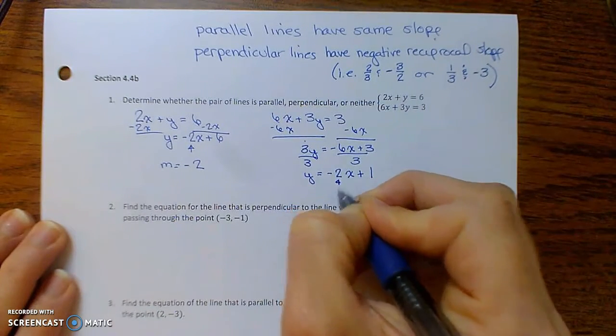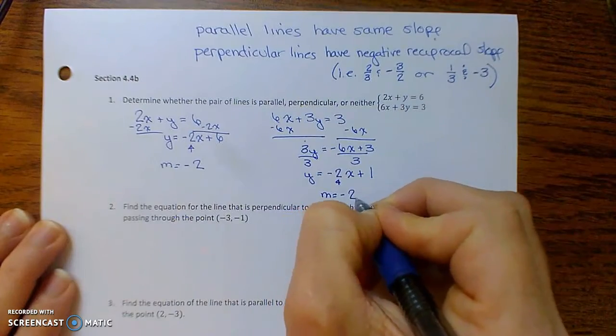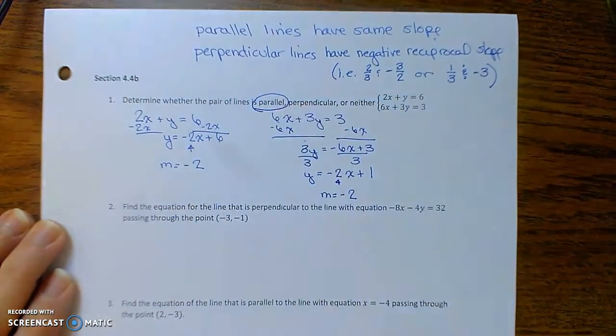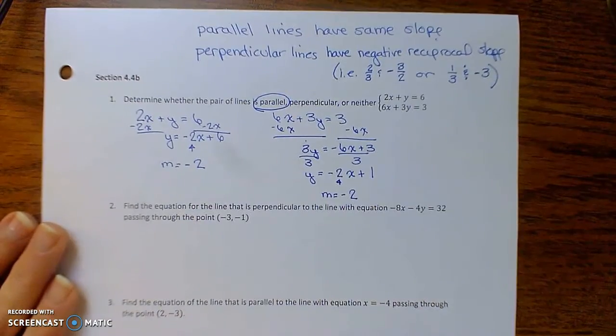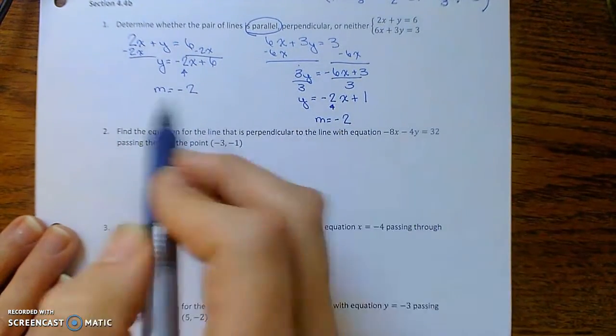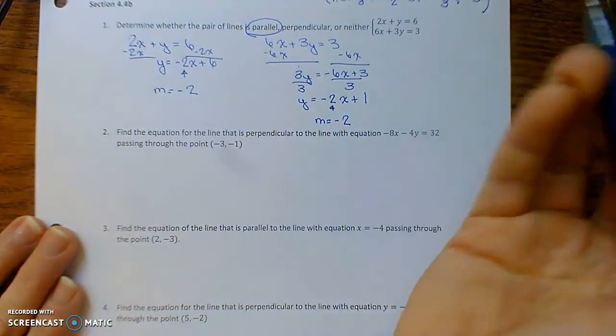And so here again, I have m equals negative 2. So these two lines are indeed parallel because they have the same slope. Again, if they had opposite reciprocal slopes, I'd identify them as perpendicular.